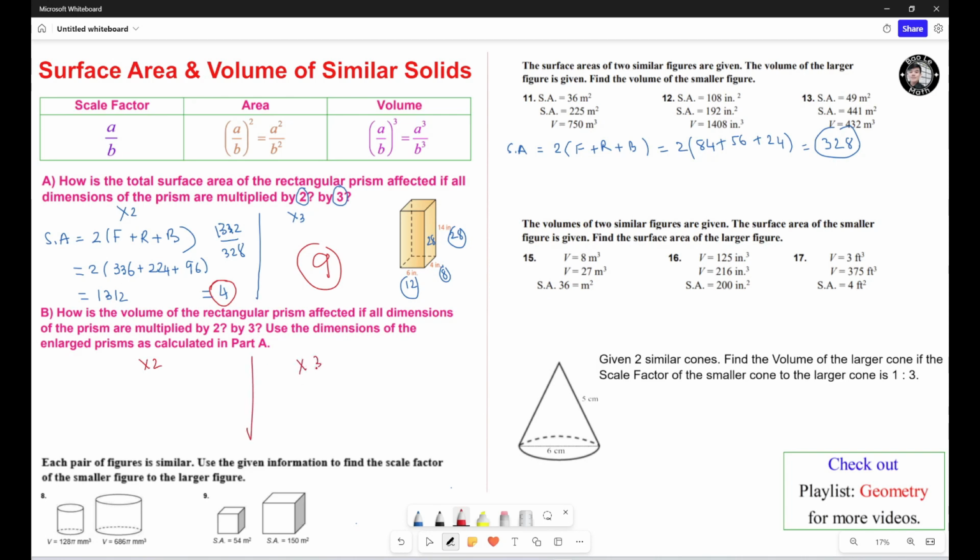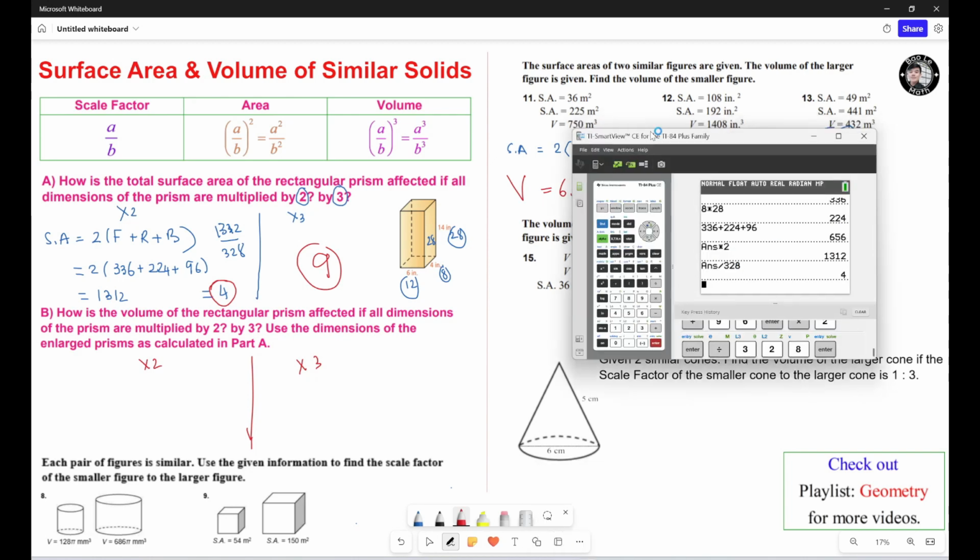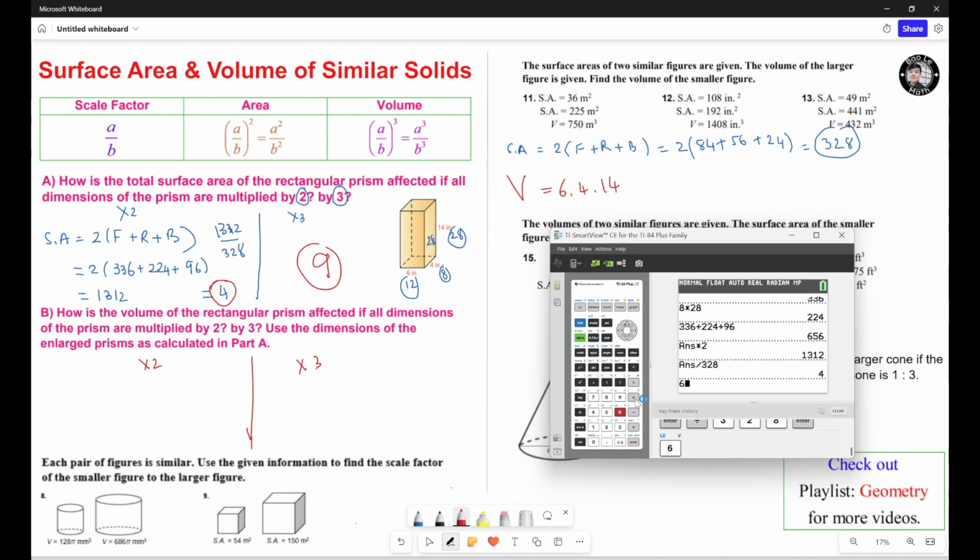And it's multiplied by 3. Now the volume of the original one should be what? The volume should be length times width times height. So 6 times 4 times 14. 6 times 4 times 14 equals 336.